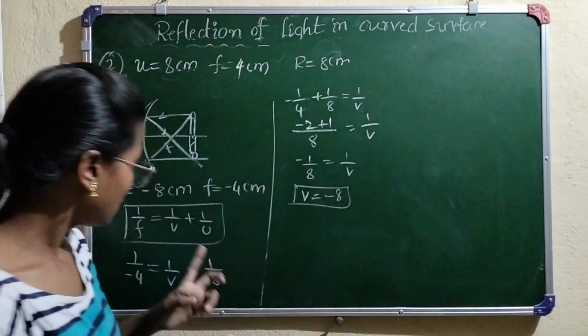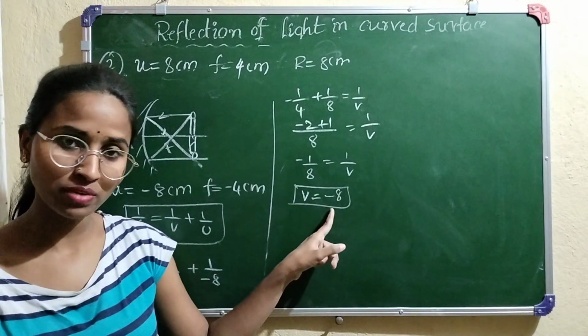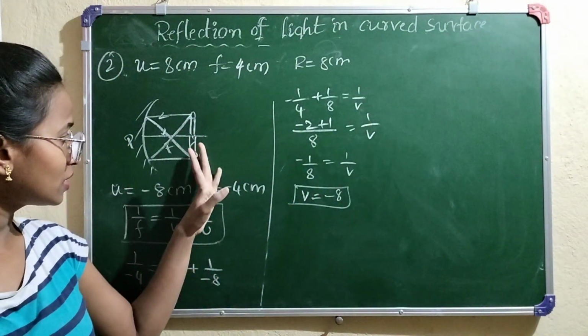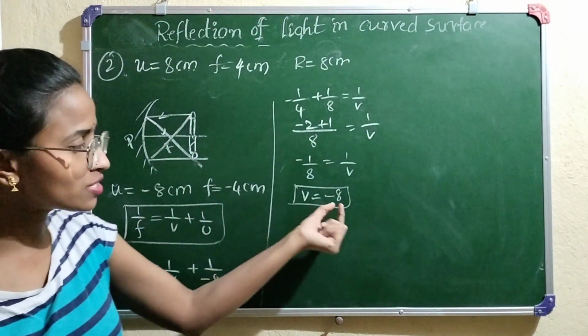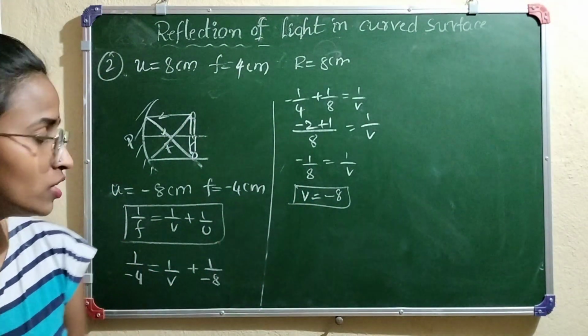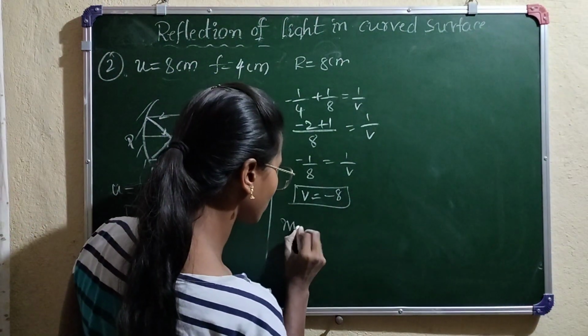We got it now. What is U? Minus 8. What is V? Minus 8. Exactly, one is clear, right? At whichever distance U is, at the same distance V will be. One is satisfied, right? Now we will see magnification.